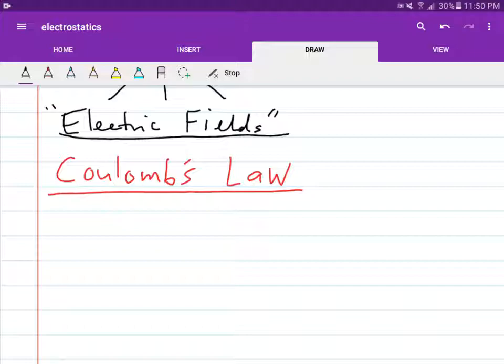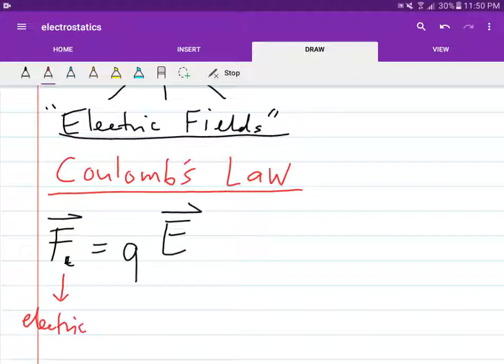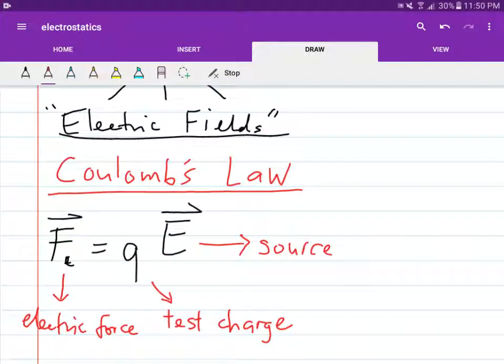So Coulomb's law is the force F, let's call it Fe for electric force, experienced by a charge Q due to the electric field E. So this is the electric force, this is the test charge, and this is the source field.